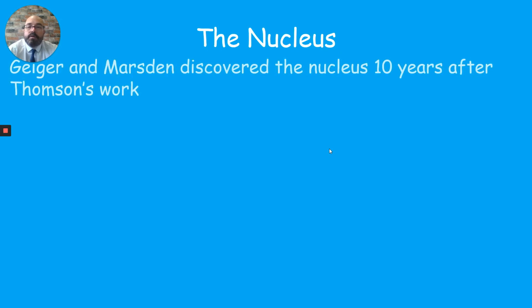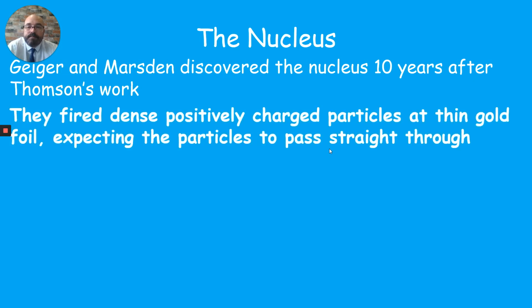Moving on to the evidence for the nucleus then. This was the work of Geiger and Marsden, under the tutelage of Rutherford. They discovered the nucleus 10 years after Thomson. So they fired densely positively charged particles, alpha particles. What we know from radioactivity, these are helium nuclei with 2 protons and 2 neutrons, and they were firing them very densely at a sheet of gold foil, much like tin foil you have in your kitchen, but obviously made of gold rather than tin.